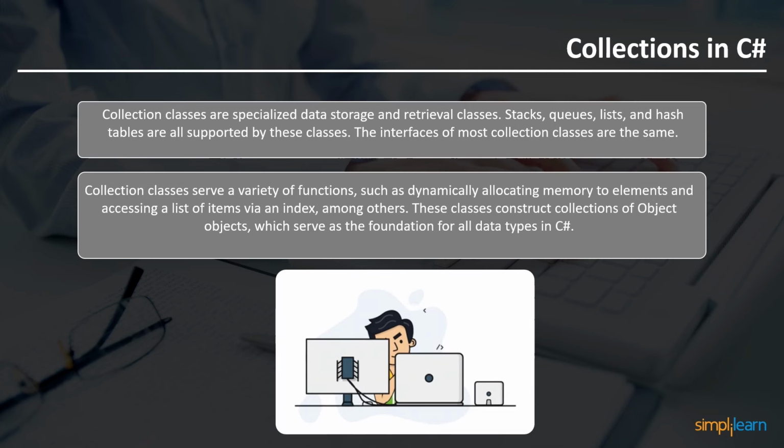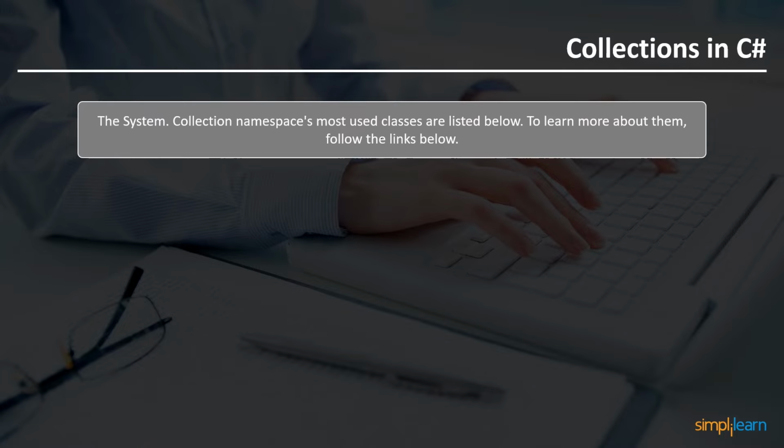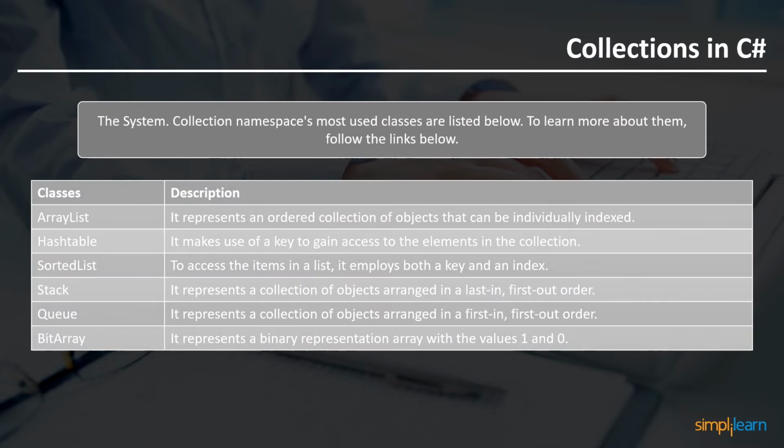Collection classes are specialized data storage and retrieval classes. Stacks, queues, lists, and hash tables are all supported by these classes. The interfaces of most collection classes are the same. Collection classes serve various functions such as dynamically allocating memory to elements and accessing a list of items via an index, among others. These classes construct collections of objects which serve as the foundation for all the data types in C#. The following are some C# collection classes in the System.Collections namespace. The most used classes are listed below. To learn more about them, the link is in the description box below.